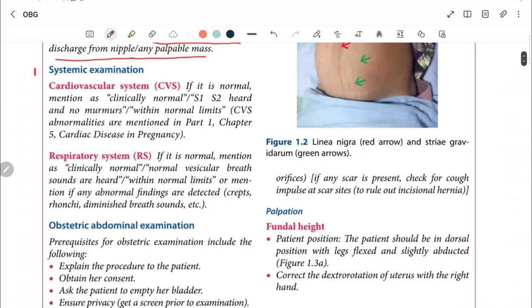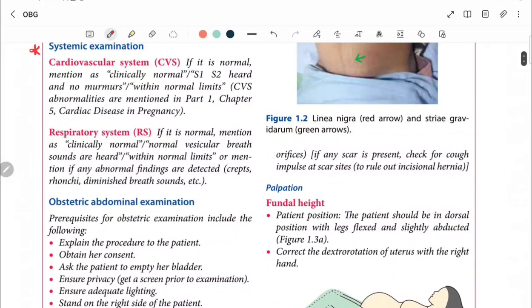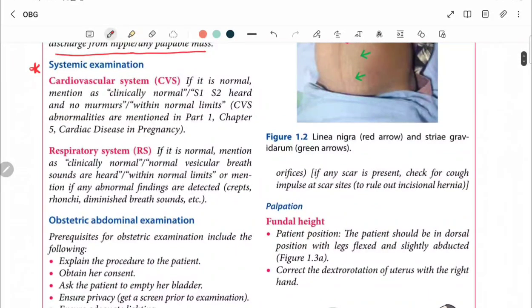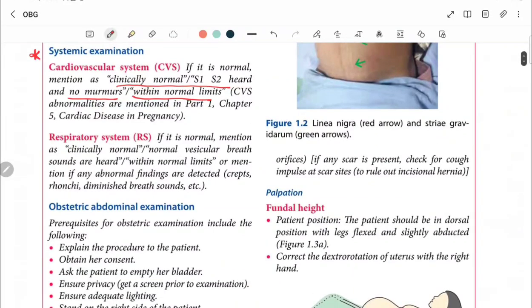Now let's move on to the systemic examination. In systemic examination, that is cardiovascular system, if it is normal, mention as clinically normal, S1 and S2 heard, no murmurs or within normal limits. Serious abnormalities are mentioned in part 1. We'll be dealing with detailed cardiovascular system examination in chapter 5, that is cardiac disease in pregnancy.